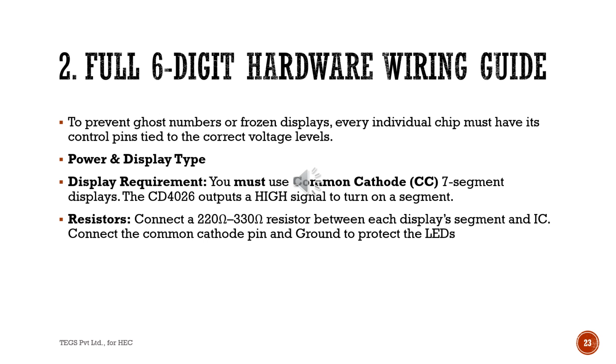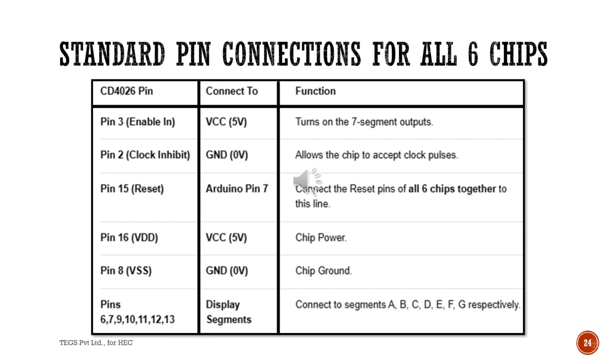Resistors: connect a 220 or 330 ohm resistor between each display segment and the IC. Connect the common cathode to ground to protect the LED. The standard pin connection for all 6 is given in the table.